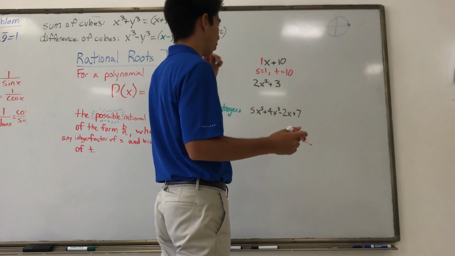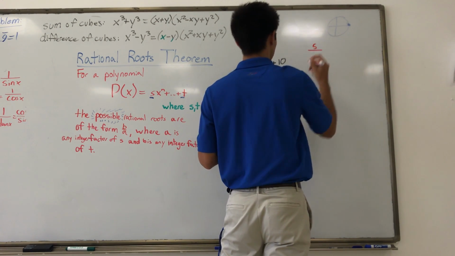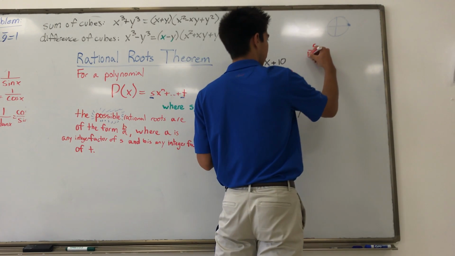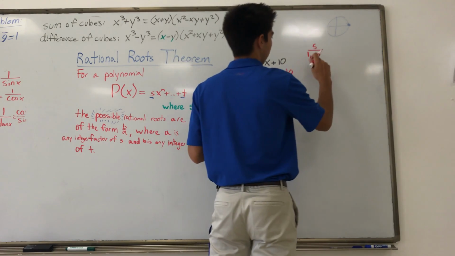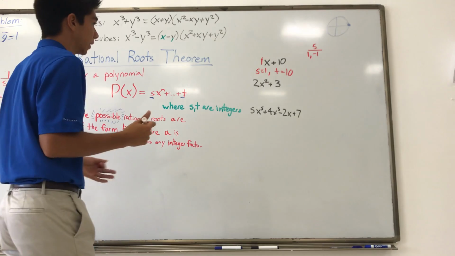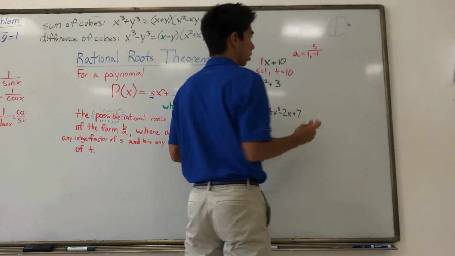So basically, we're going to throw it back a little bit. The possible integer factors of s are, we could do 1 times 1. So 1 is a factor of s. And we can do -1 times -1. So really, I just have 1 and -1 as the possible integer factors of s. So these are going to be my a's. So a could be one of those things.